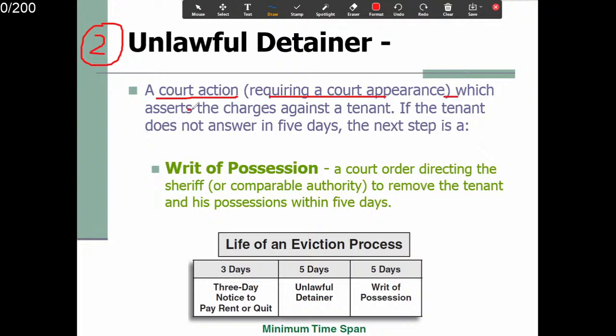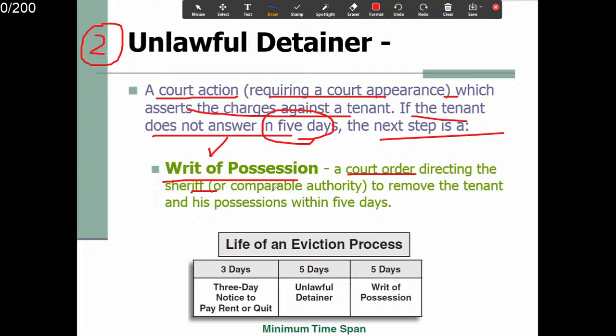Which asserts charges against the tenant. If the tenant does not answer in 5 days, which is what you want, the next step is what? You tell the court to give you a writ of possession. A court order directing the sheriff, or comparable authority, to remove the tenant and his possession within 5 days.